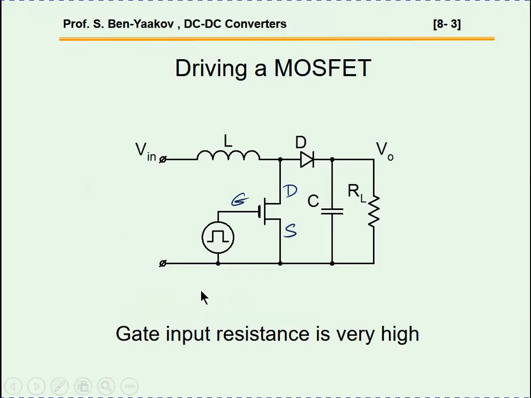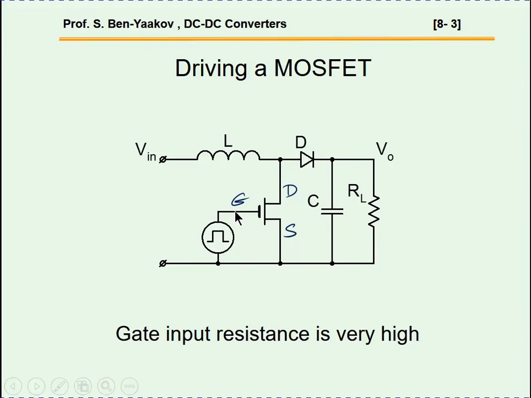Now, what is the problem of a drive of a MOSFET transistor? Here is a typical switch mode converter. This is a boost converter. This is an inductor, diode, output section, and the transistor, MOSFET in this case, that you have to turn on and off. To turn it on and off, you have to drive the gate to a high voltage and then back to a low voltage.